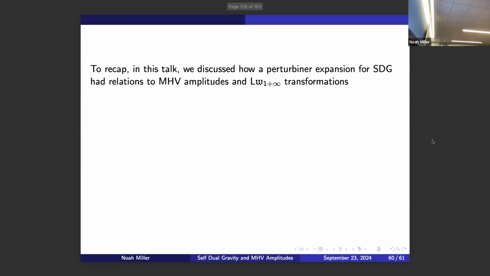Anyway, to recap, in this talk we discussed how a perturbiner expansion for self-dual gravity could be used to prove the tree formula for the MHV formula in gravity, and could also be used to study Lw(1+∞) transformations. Because the idea is that once you have a simple formula that says, here is the metric, you're not very restricted in what you can do. Once you have a formula for the metric, you can start using it to do stuff. So really we have a formula, and we use it to do two different things.